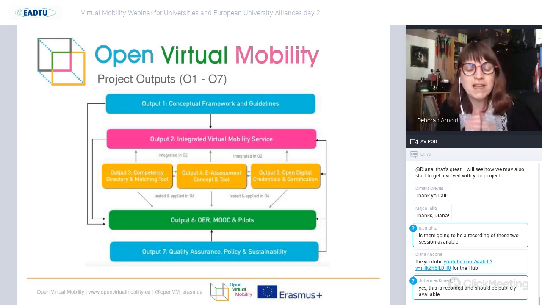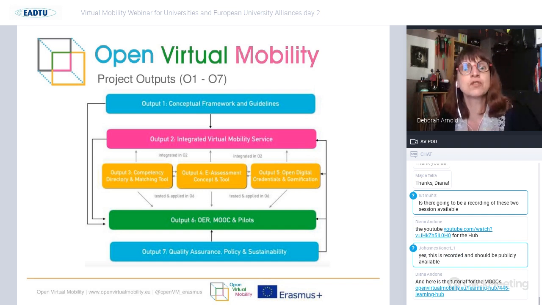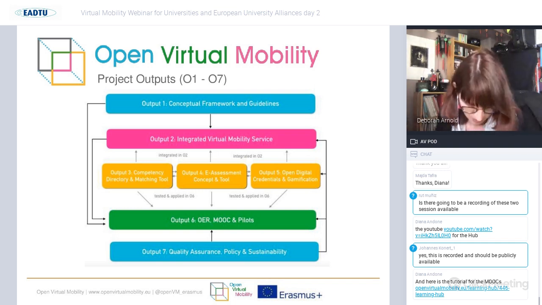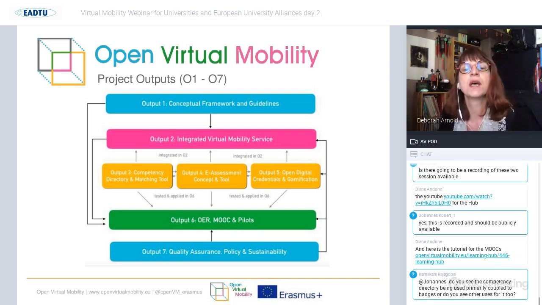So this is a little bit of pedagogy by repetition. You've seen this diagram before. I'd like to focus here on output 4. As you can see, this is central and interlinks with all the other outputs. So we're building on the competency directory. We're using the e-assessment concept to develop the actual assessment activities within the MOOCs, and that obviously links to the way the badges and credentials are delivered.